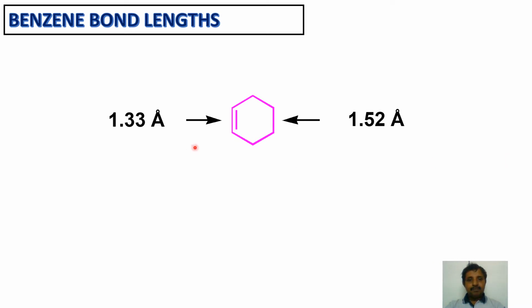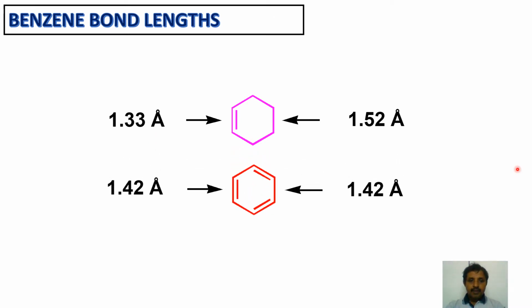This is in the presence of a cyclohexene molecule. In the cyclohexene molecule, between the two carbon atoms, it has a bond length of 1.2 angstrom units, and the two carbon atoms bonded with a double bond have a bond length of 1.33 angstrom units.